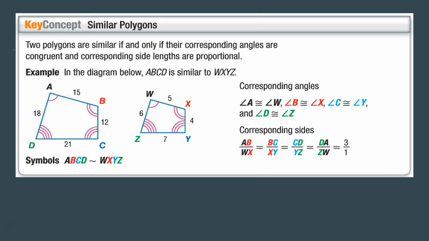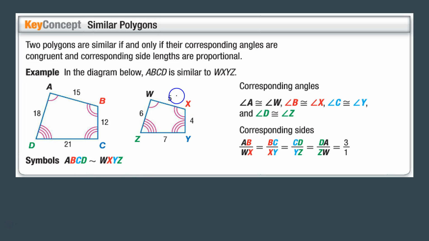Alright, first thing we want to go over is similar polygons. Two polygons are similar if and only if their corresponding angles are congruent and corresponding side lengths are proportional. So in our example here, we have our two polygons. We have polygon ABCD, and we have polygon WXYZ.